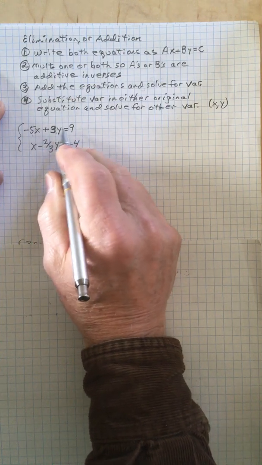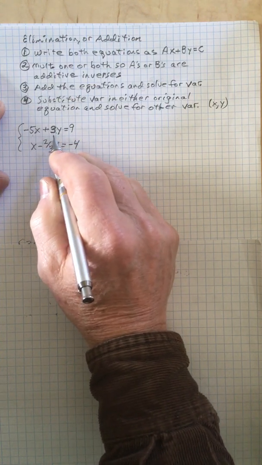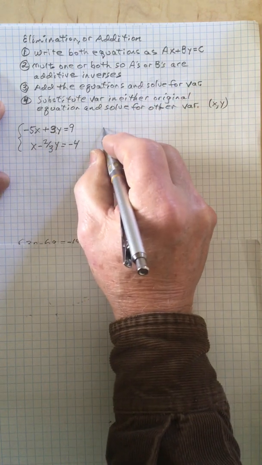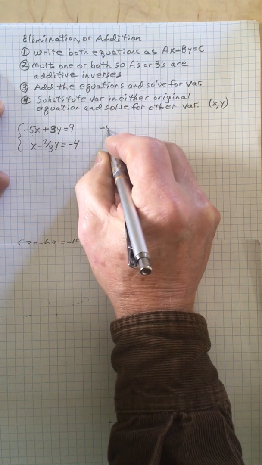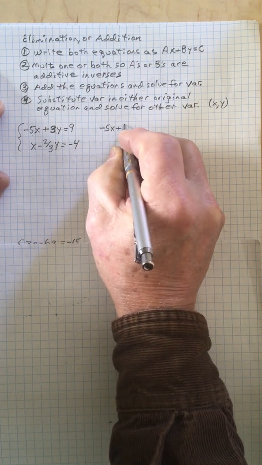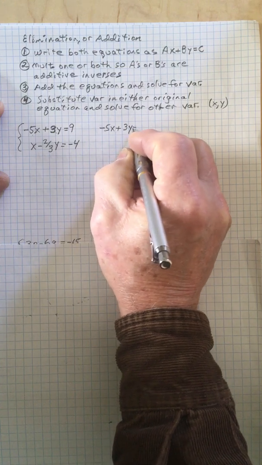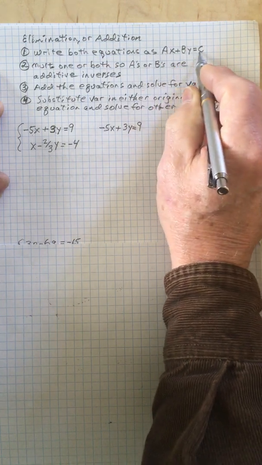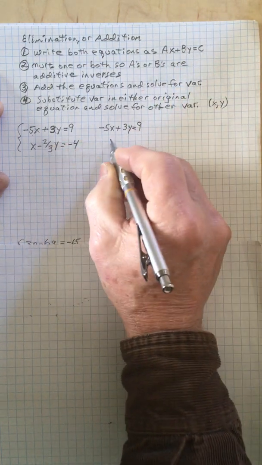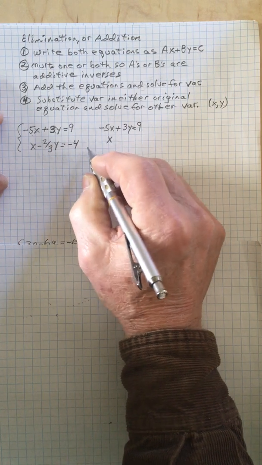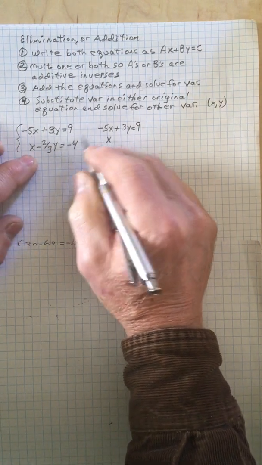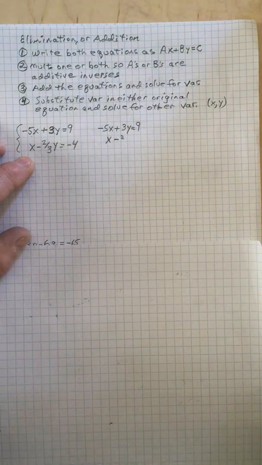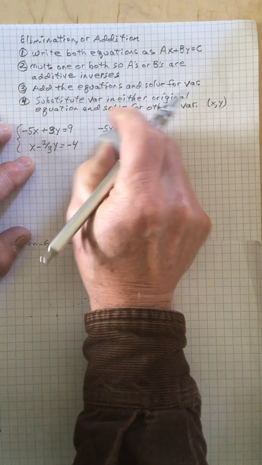ax plus by equals c. We're done here. This one's all set. So let's just rewrite it. This one I need to rewrite in this format. So I need the x term first. Oh, it's already written that way. Okay, we're good to go. But what I want to do here is this. This is why I wanted to rewrite it.